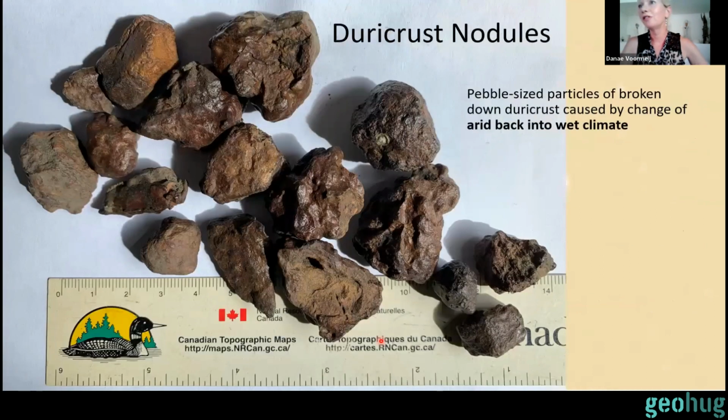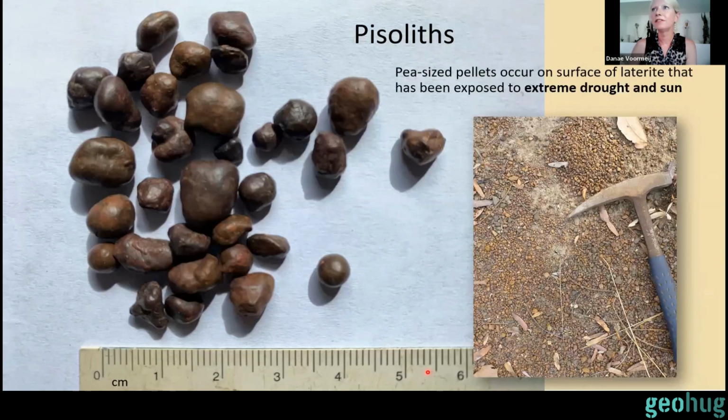So that's what these nodules look like. I think they're really cool. They have a nice desert varnish on them. I have some here. They are metallic. Did everybody hear that? They're very metallic-y, and they're formed as a result of that environment going into a more humid area. You can also have pisoliths, also known as lag, and that's a result of laterite being exposed to droughts and a lot of sunshine, and you get these pellet-sized, pea-sized lithic fragments.